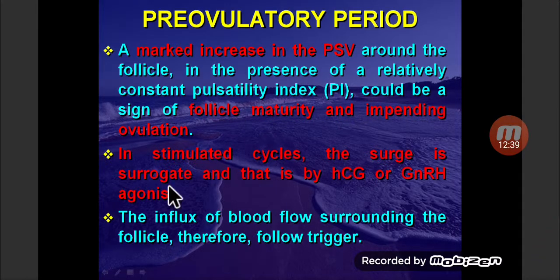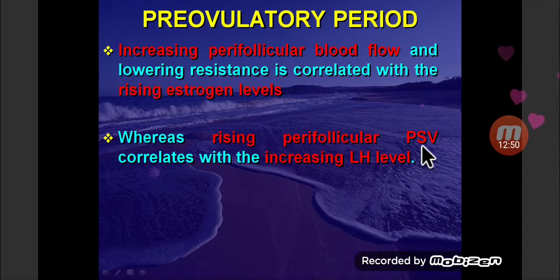Stimulated cycles, the surge is surrogated by HCG or GnRH agonist. Perifollicular blood flow, estrogen dependent. Perifollicular peak systolic velocity, LH dependent.